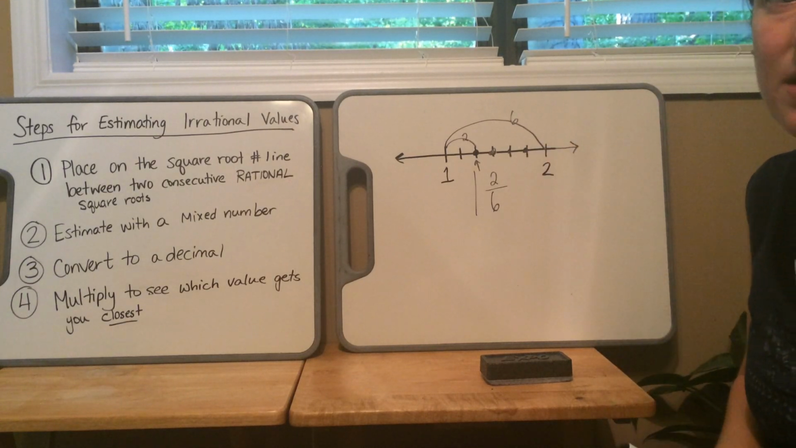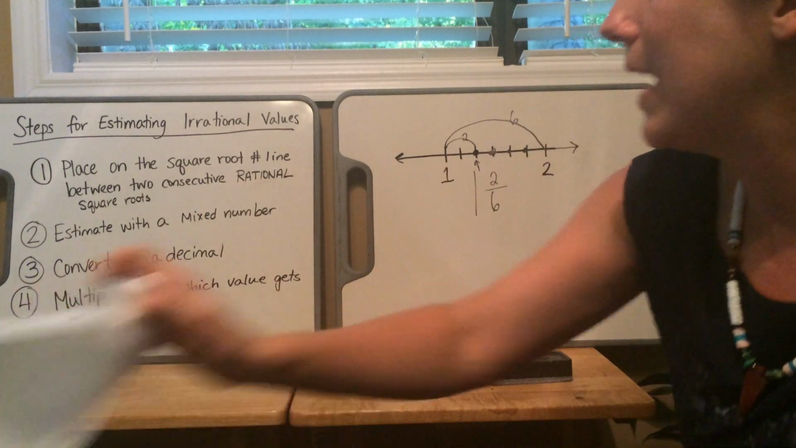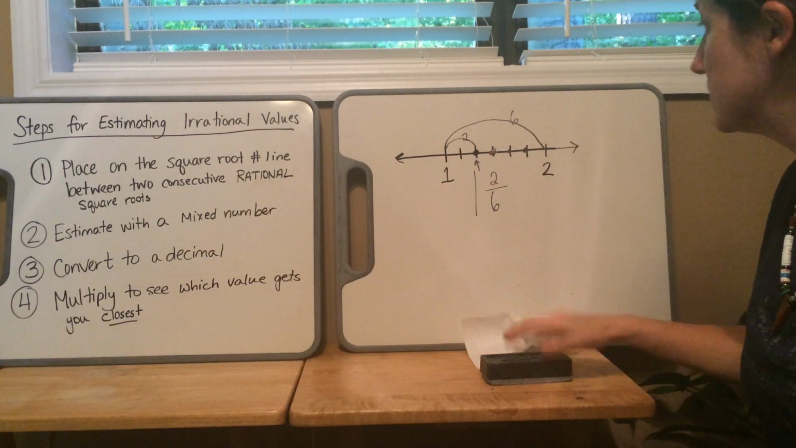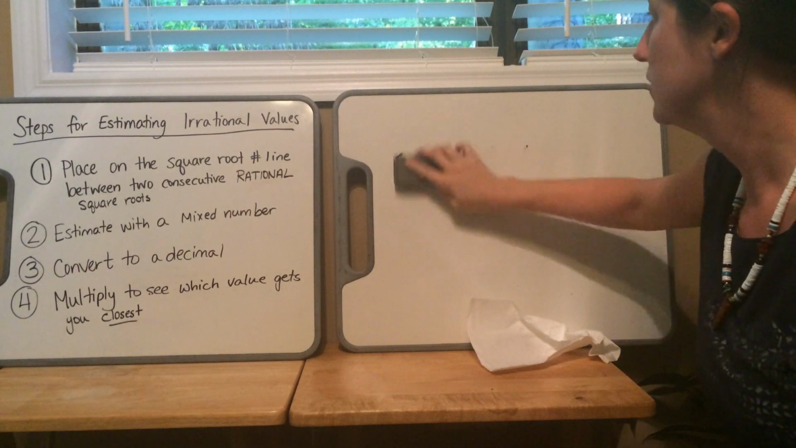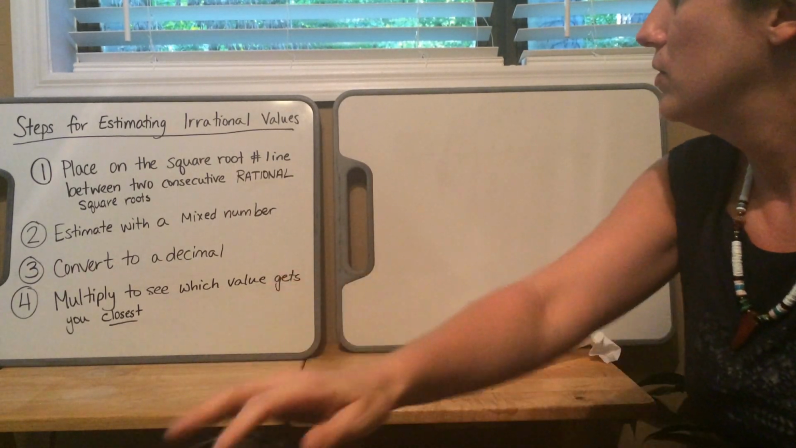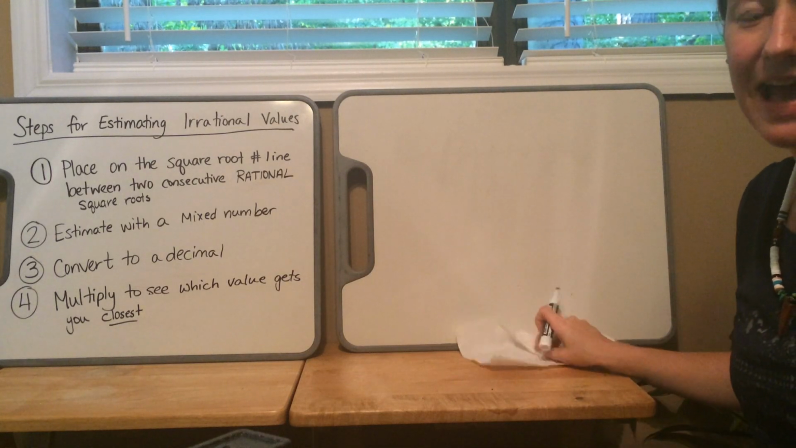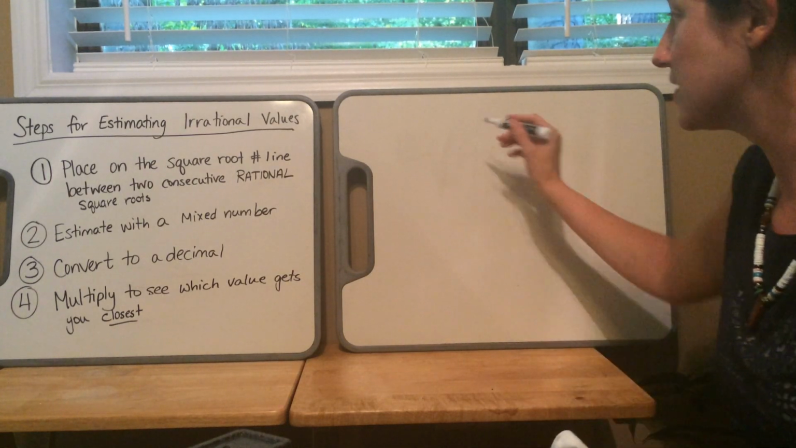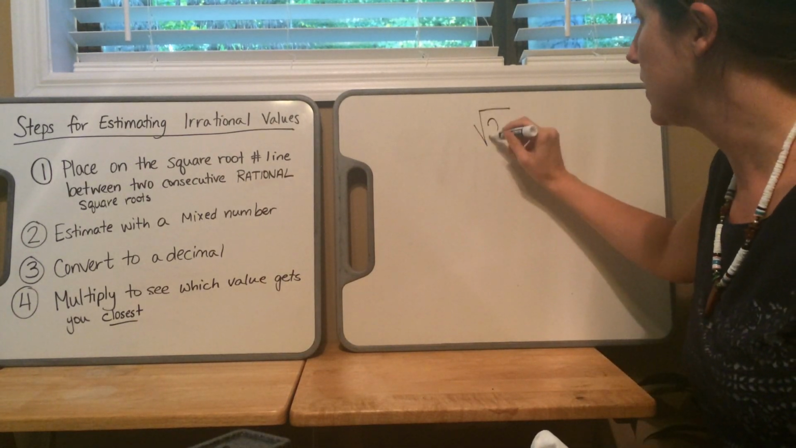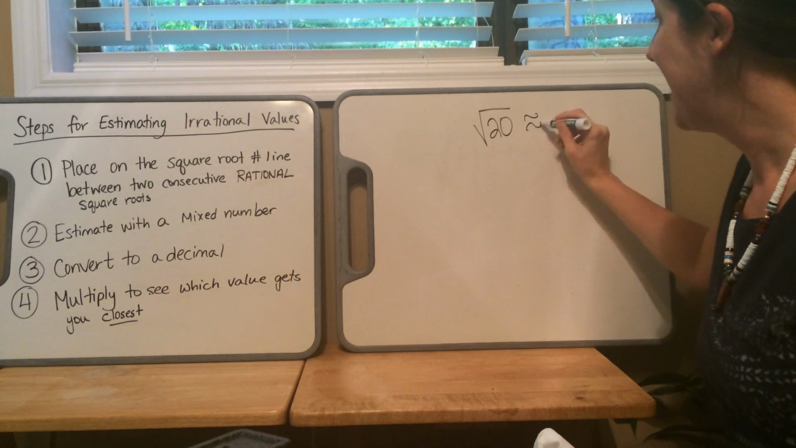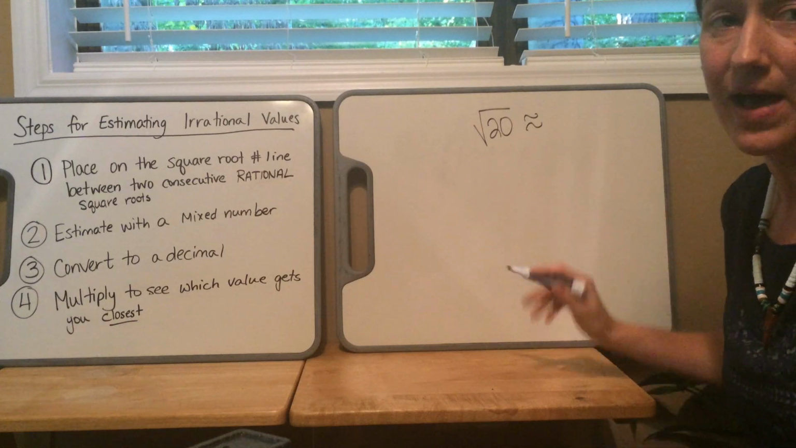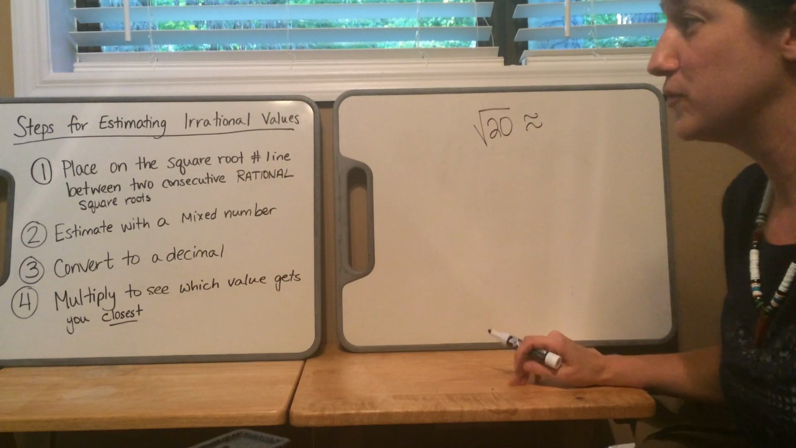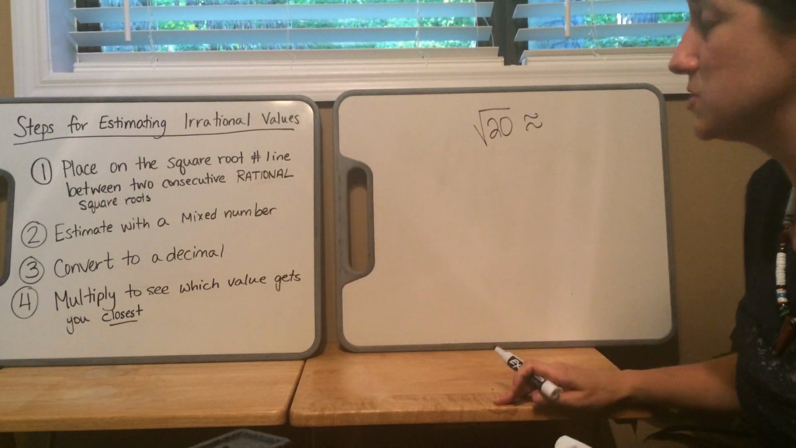We're going to use that understanding to estimate irrational values. I have the steps for estimating written here. We're going to estimate the square root of 20 as our first example. So our goal is to figure out a tenths place decimal that represents the value of the square root of 20. So first step, place the number on the square root number line.